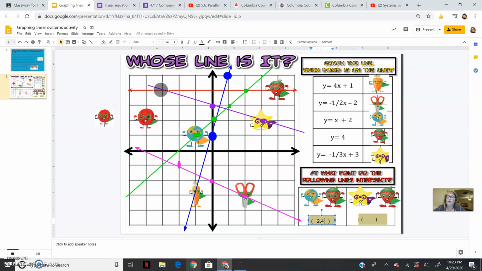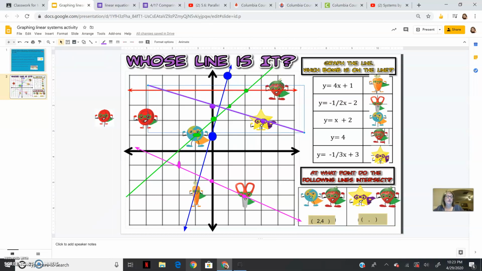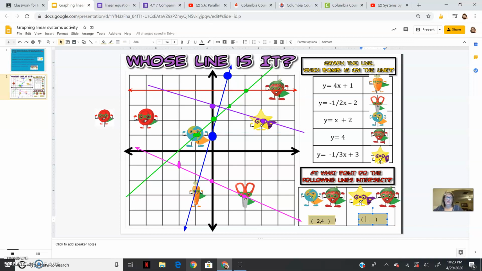Now we notice that our star and our strawberry line are intersecting here. We don't have a point there, but we could. It intersects right here, and that is at 1, 2, 3, 1, 2, 3, 4. So that would be negative 3, 4. And those are our intersection points. And that's all you have to do for that.